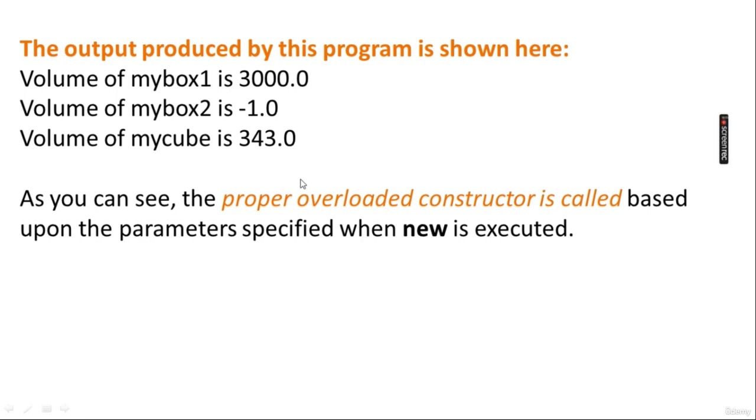As you can see, the proper overloaded constructor is called when you are calling from the main function, depending upon the number of parameters and data type of parameters. Proper overloaded constructor is called when new is executed. When you are providing the keyword new, depending upon the parameters, that particular overloaded constructor is called.